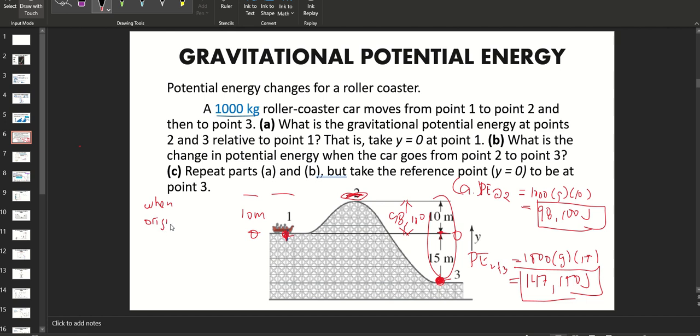when the origin is at point 3, then immediately the potential energy at point 2 is equivalent to 1,000 times G multiplied by 25. Okay? Why? Because that is the total height. So you take into consideration the total height. So remember that in potential energy, it's not the distance, but it is the height from the ground. So that is the total energy. So that is the potential energy at point B.